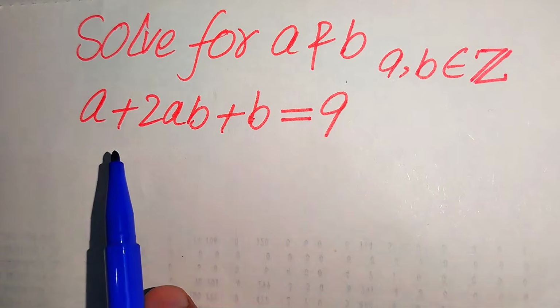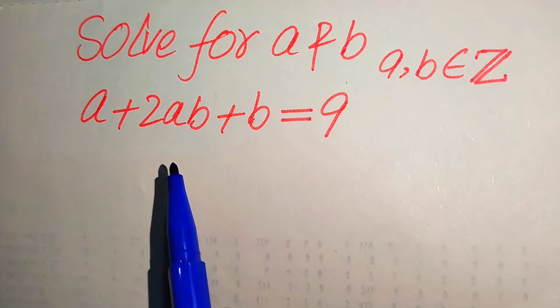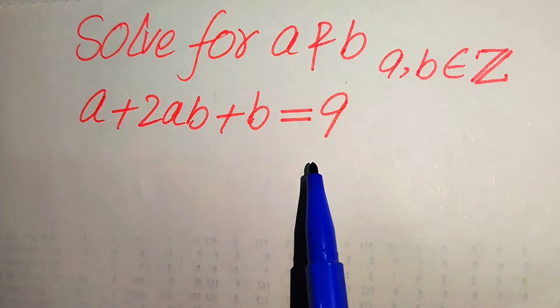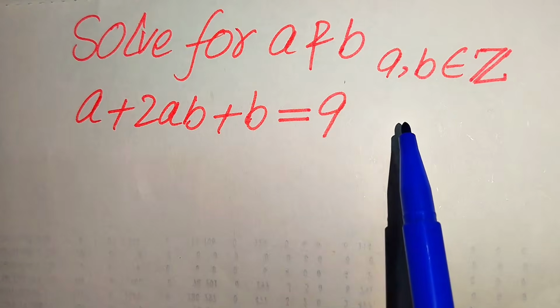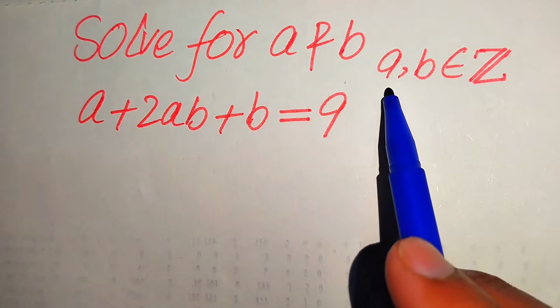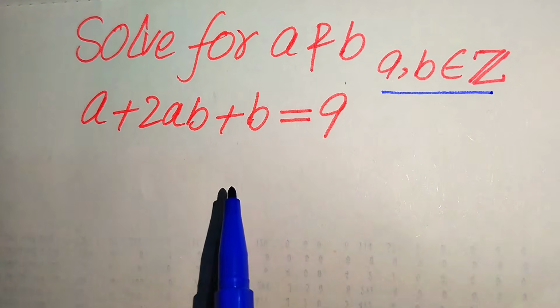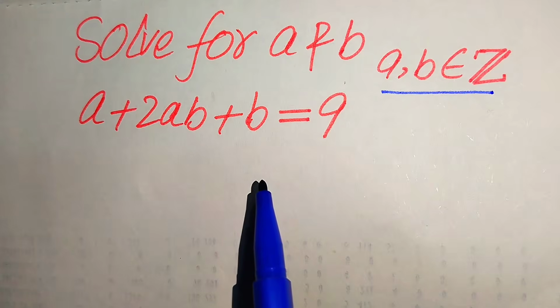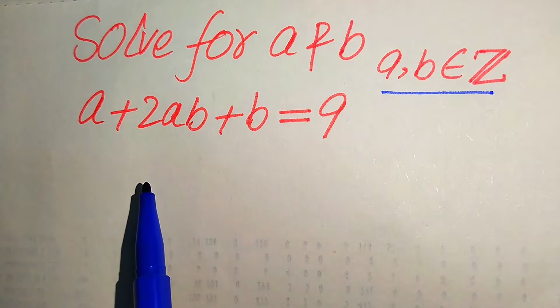So here we have a plus 2ab plus b equals 9, and we solve this problem for the integer values of a and b. It means that we just find only integral roots of this equation. And now we move towards the solution of this problem.